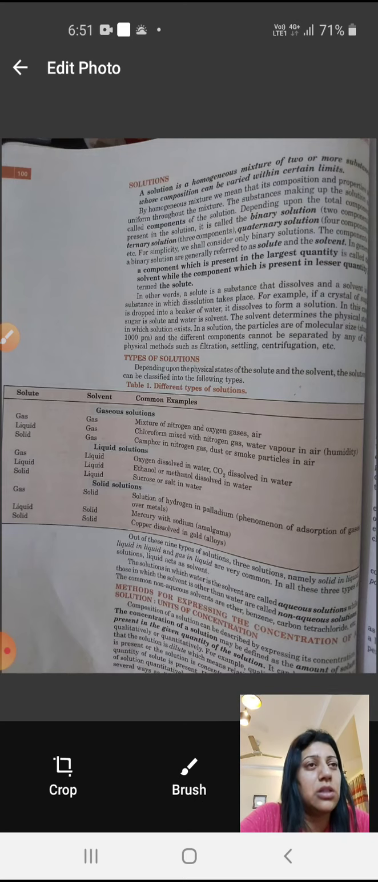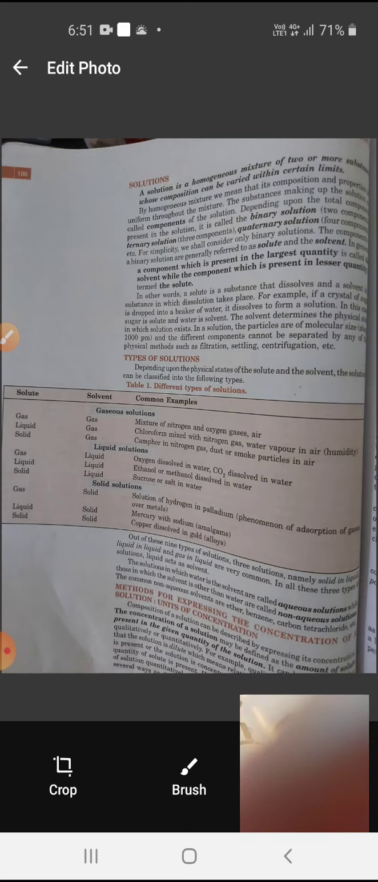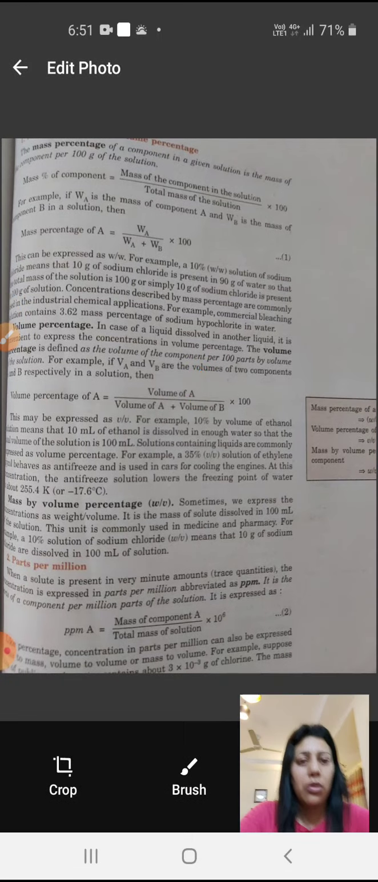Next are methods for expressing the concentration of solutions. First is mass percentage. It is the mass of the component per 100 gram of the solution. To calculate it, let A be the solvent and B the solute. Mass percentage of A is equal to WA upon WA plus WB, multiplied by 100. WA plus WB means the total mass of the solution.